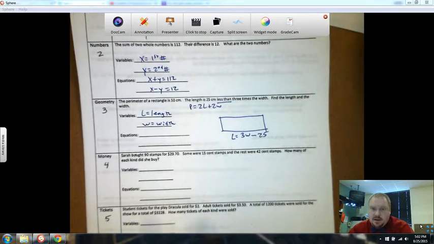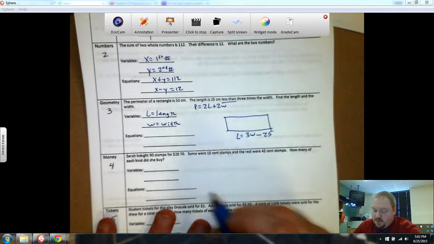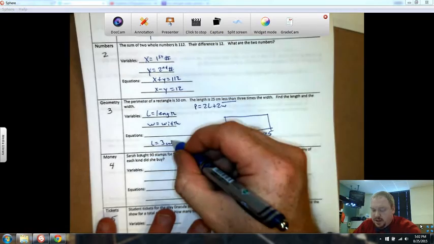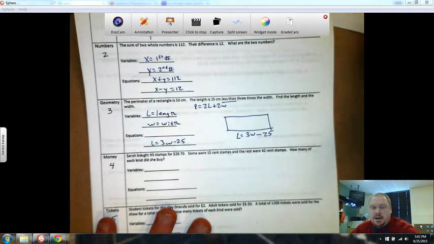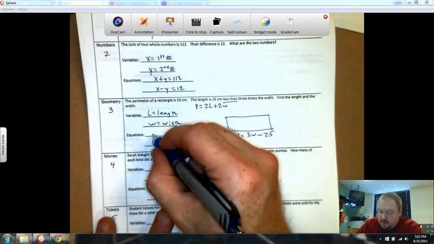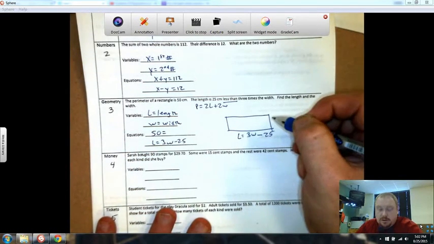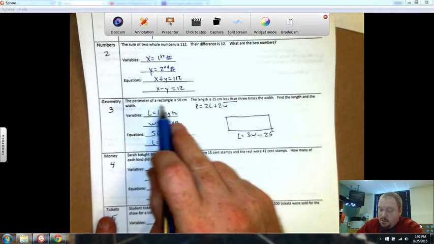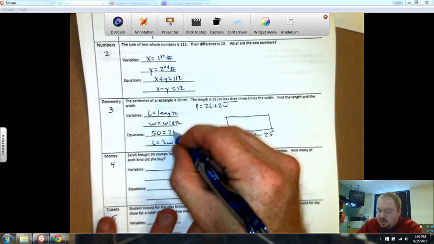Now, that's one of my equations. And which line you place these on is negligible. You can write them wherever you like. They tell me the perimeter is 50 centimeters. So I made that a little bit more difficult, or so it seemed. So perimeter is 50, so 2L plus 2W.